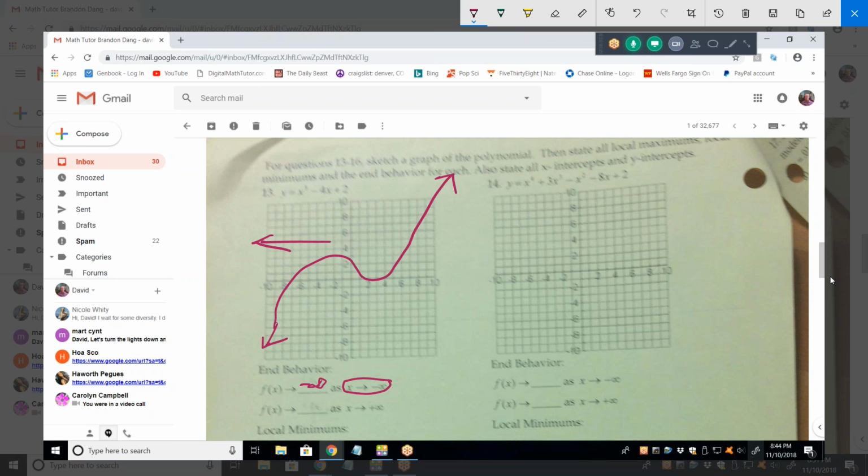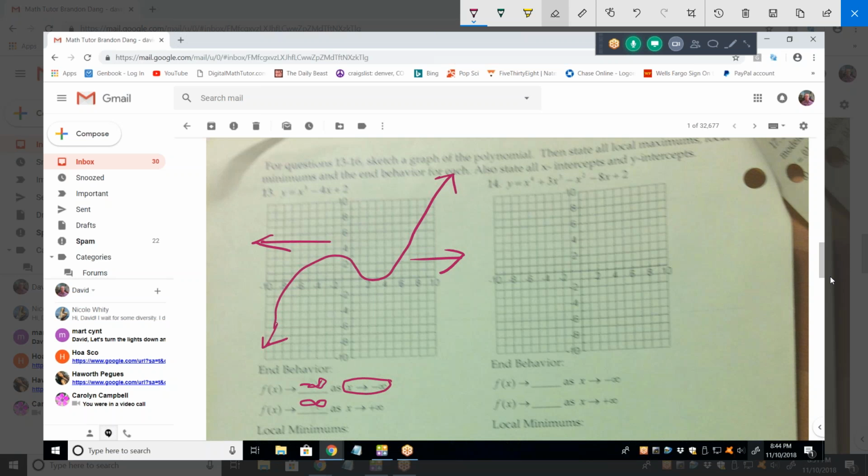What is the right-hand end behavior? As x goes this way, as x goes to positive infinity, what does the function do? Look at it. Make your eyes look up and down. What's the function doing? What's it going up to? Positive infinity. So that's the end behavior. Your end behavior is almost always an infinity. It's either a negative infinity or a positive infinity.